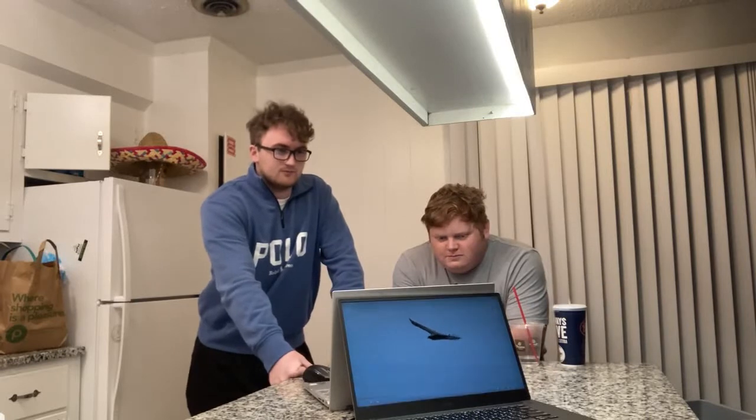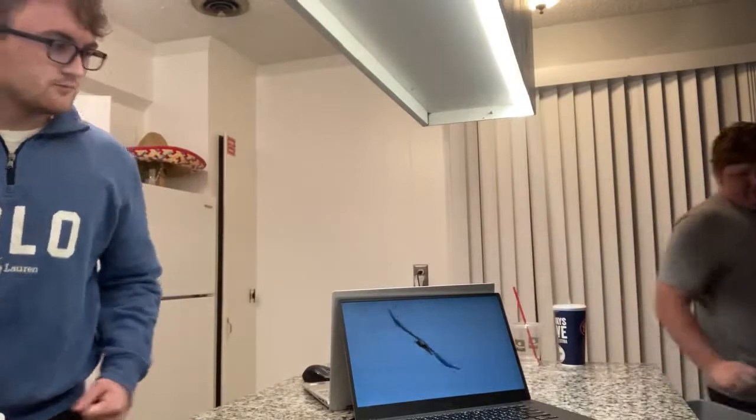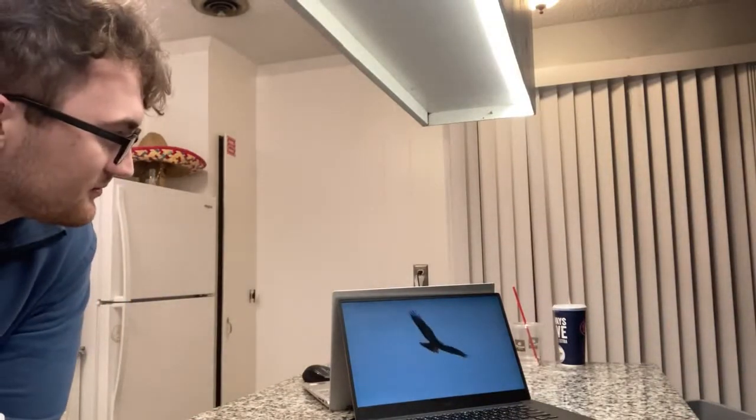Wow, this bird is so cool. It's so cool that it's able to turn like that without a rudder. I don't know why planes can't do that. Huh.